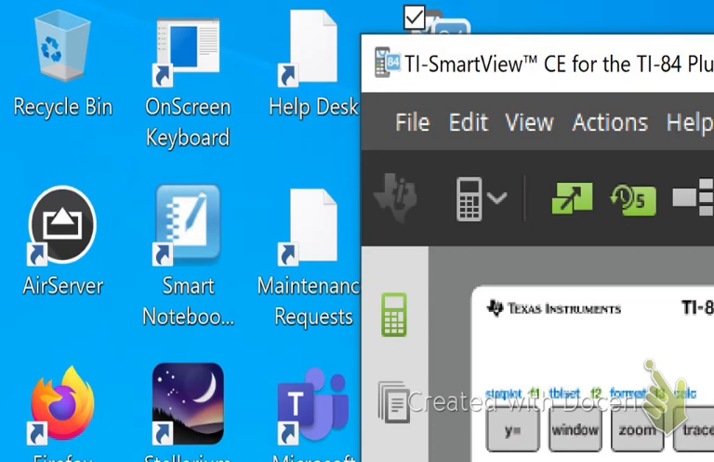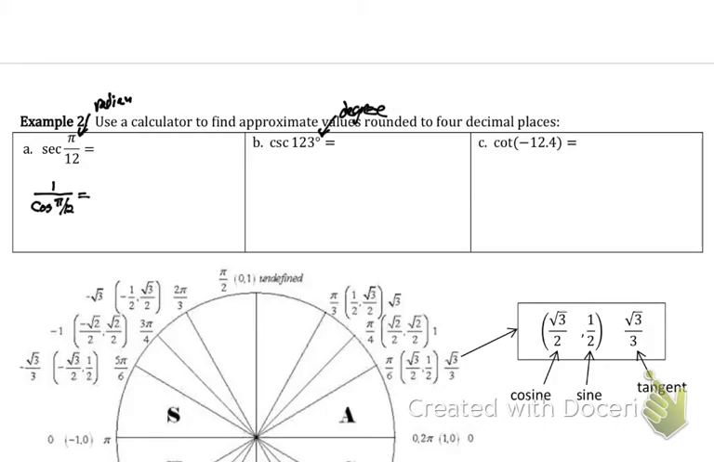Because it says that we're supposed to round it to 4 decimal places. So 4 decimal places is going to give me about 1.0353. That would be correct.